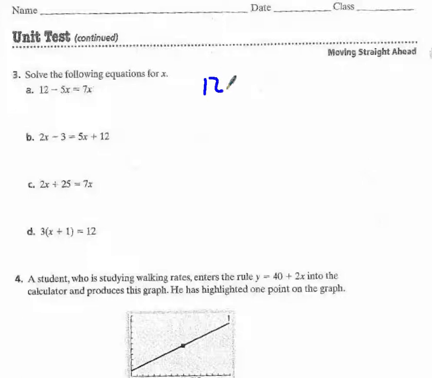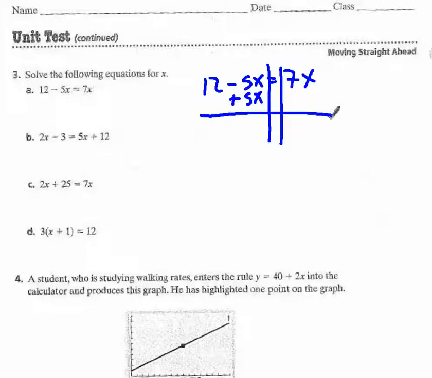So if we have 12 minus 5x is equal to 7x, this is the Framkels. We needed to have all the variables on one side of the equal sign. Well, what's the opposite of negative 5x? Positive 5x. Now, you can't add 5x to one side of an equal sign if you don't do it to the other side.